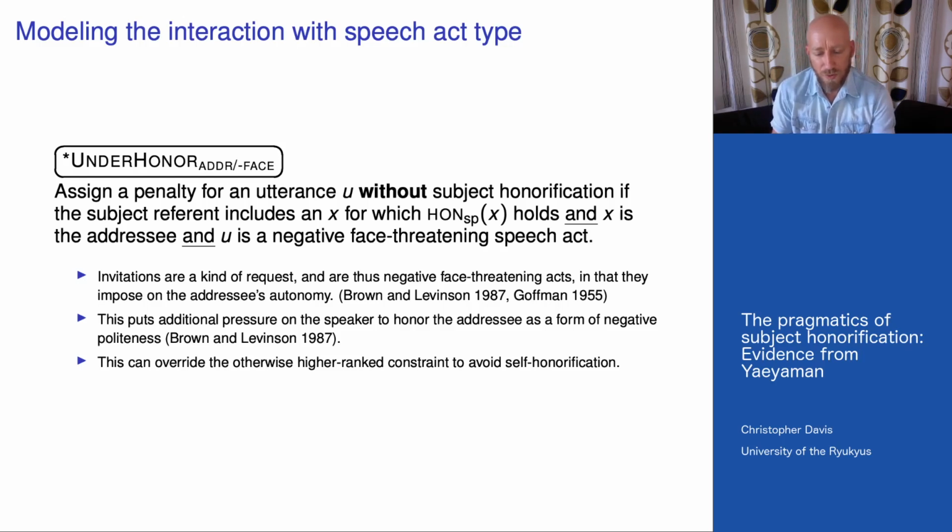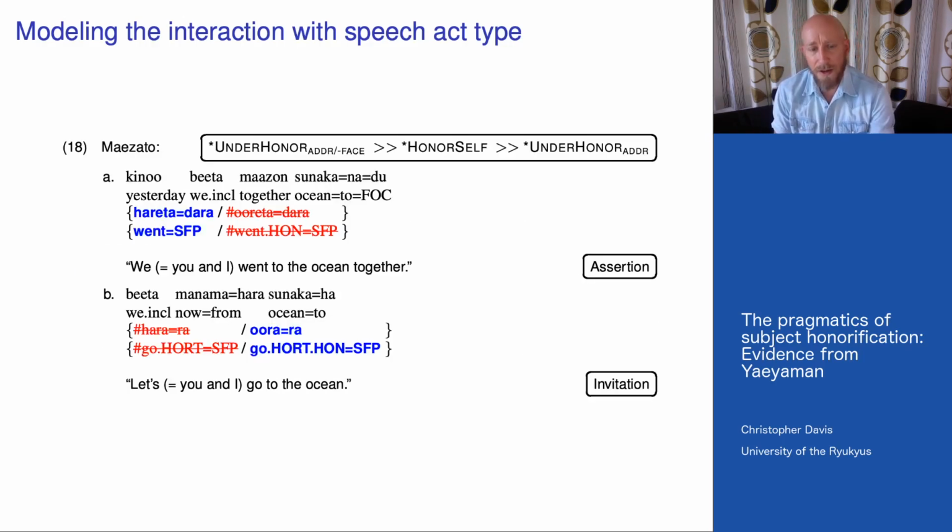So going back to the contrast in Maezato, we can rank that negative face-threatening speech act-specific constraint against under-honoring addressees over the constraint against self-honorification, which in turn outranks the more general constraint against under-honoring addressees. And that will give us the interaction with speech acts that we see holding between examples 18a and 18b.